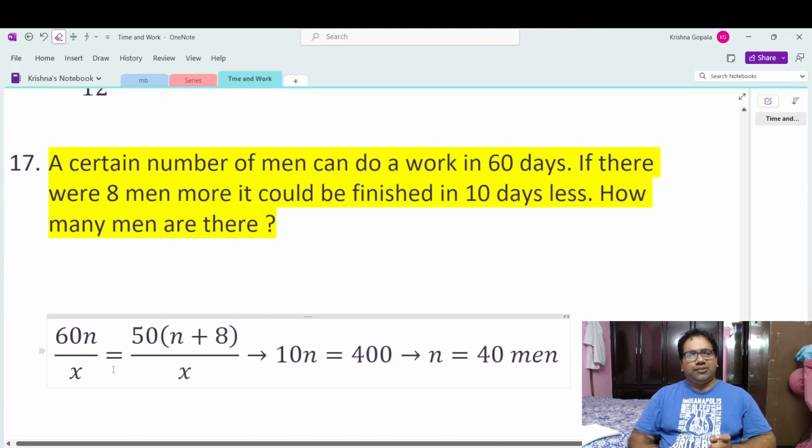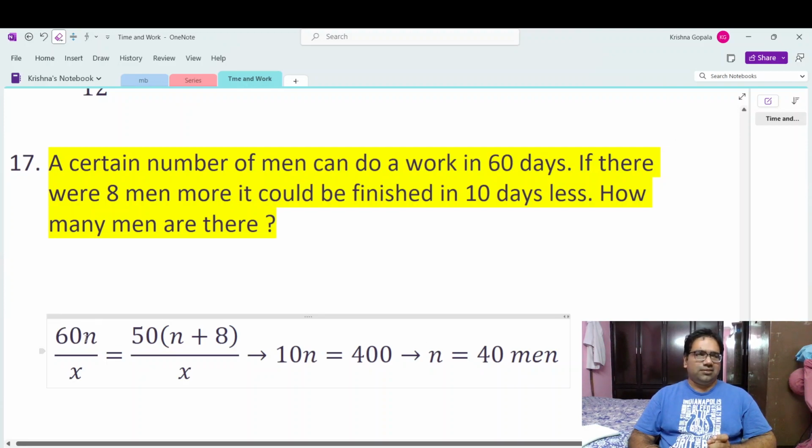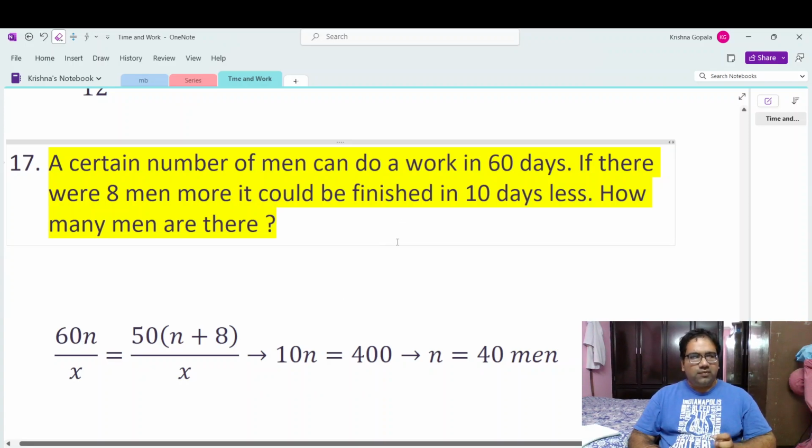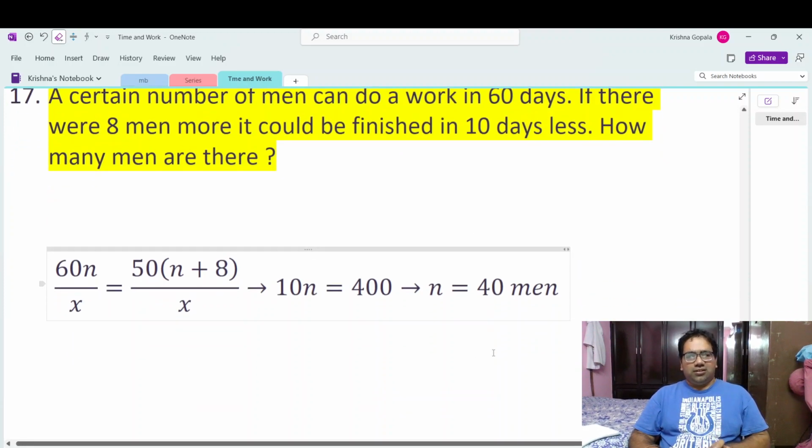So we are equating both of these. X cancels. 60N minus 50N, 10N is equal to 50 into 8, 400. N equal to 40. So what is N? N is the number of persons: in 60 days, 40 people are able to finish this work. Got it?